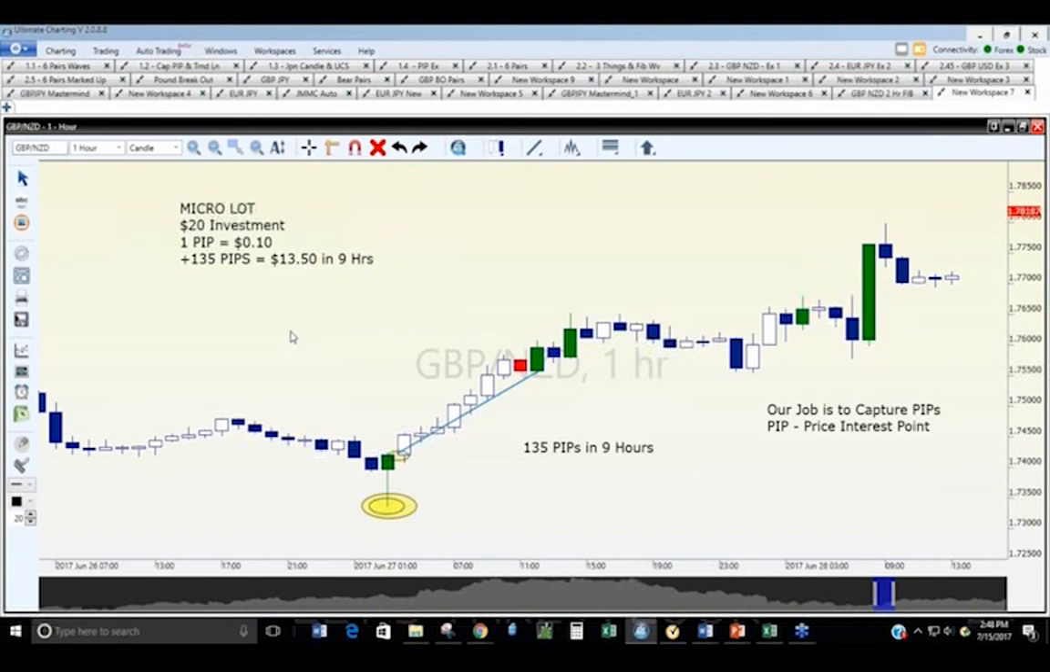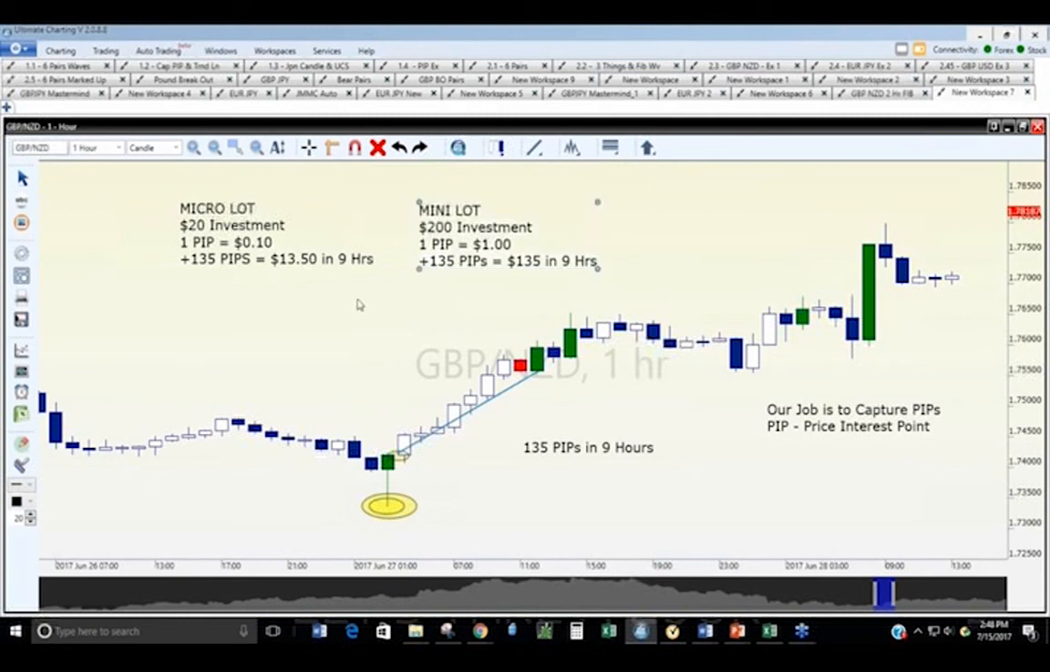But once you have a little bit more confidence, you do the exact same thing, the exact same trade, but the only difference now is instead of trading a micro lot, you would trade something called a mini lot. It's actually 10 times larger than a micro lot. This one would be a $200 investment to trade 1 mini lot, but this time 1 pip is going to equal $1 of movement. So doing the exact same trade, nothing different, you're just trading a mini lot now. Instead, you would make $135 in 9 hours.